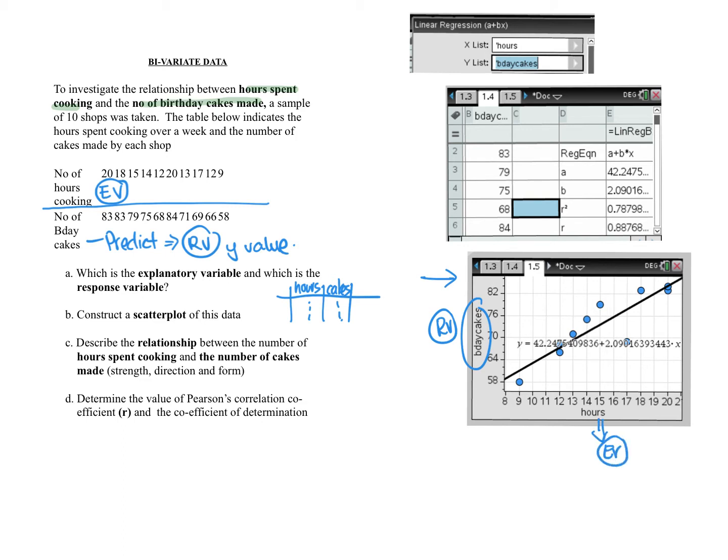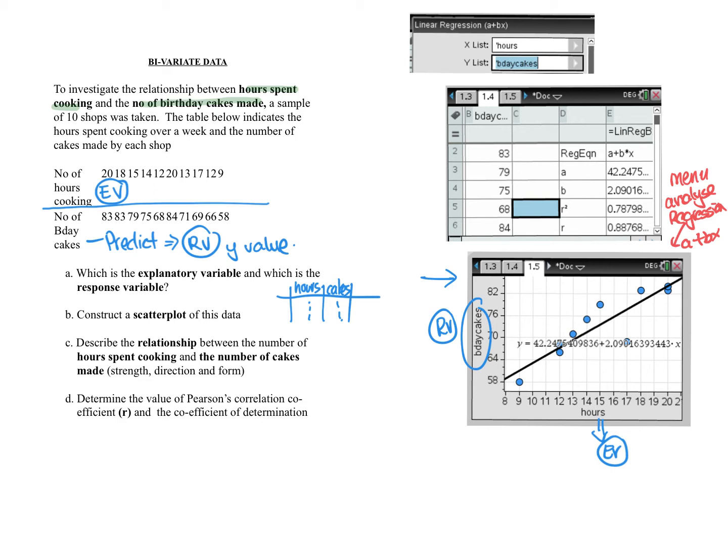Now here I've put the regression line on there. If you want to put that on while you're on this page, you can press menu, sorry, I didn't pause. So it's menu, analyze, and then you want the regression, and then you choose A plus B x1.